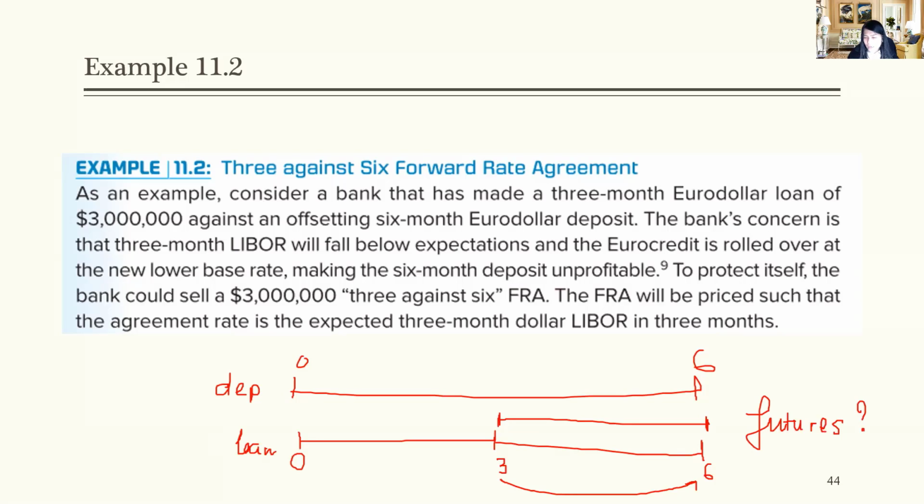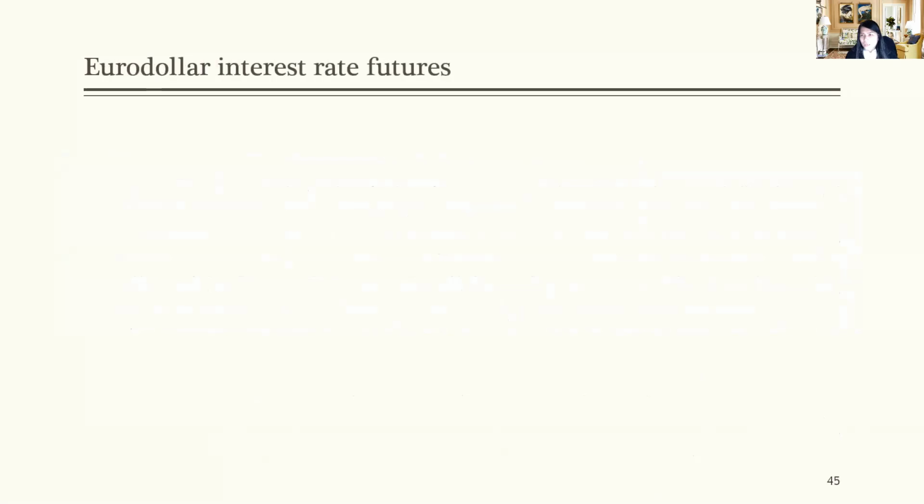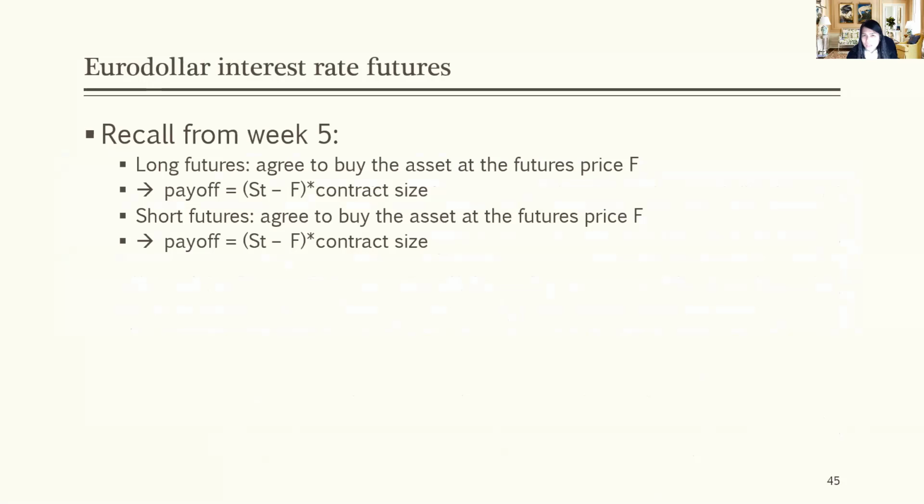So for now, just write down the key details, guys, about this bank's exposure, right? In this case, their deposit is going to stay for 6 months, but they have to roll over the loans after 3 months. So their worst case scenario is the interest rate after 3 months is going to decrease, which makes their profit reduce. So before we look at the solutions, let's talk about interest rate futures first, right?